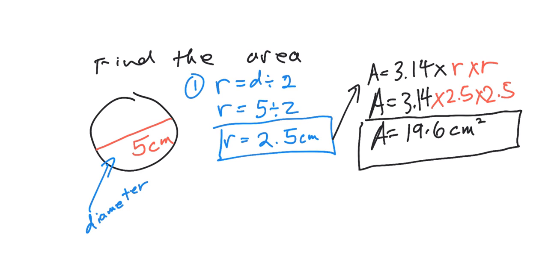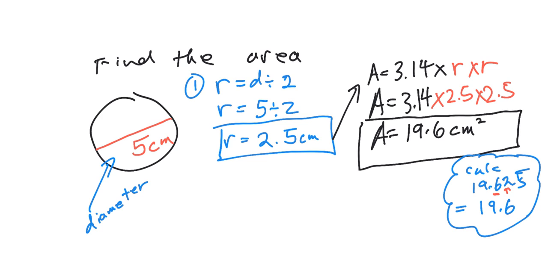Now, how did I get the 19.6? So when we did our calculation, we ended up with 19.625. You are rounding all your decimals to one decimal place. So remember, this is the next number we have to look at. The 2 is less than 5, so this ends up rounding to 19.6. And we're done.